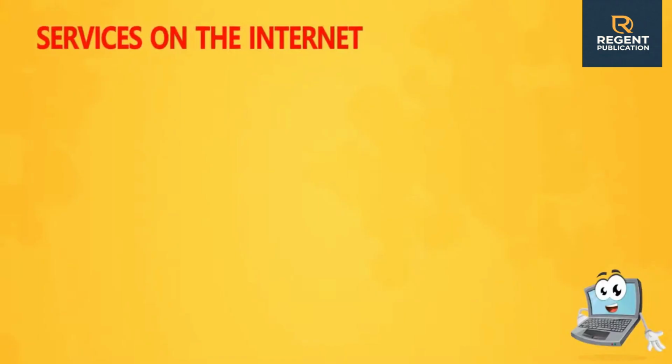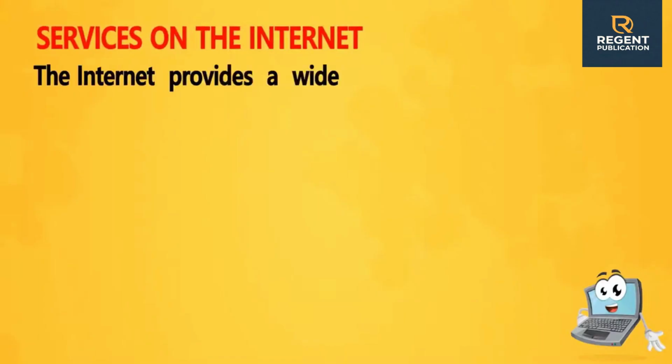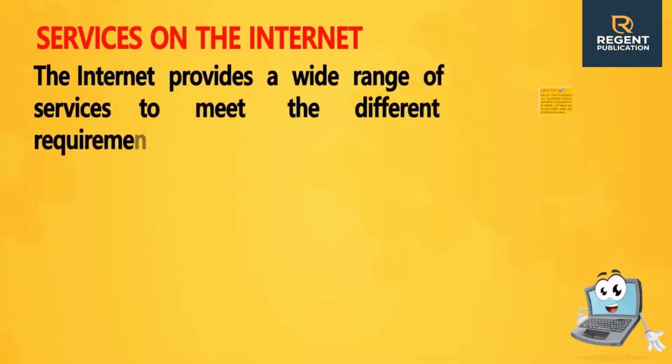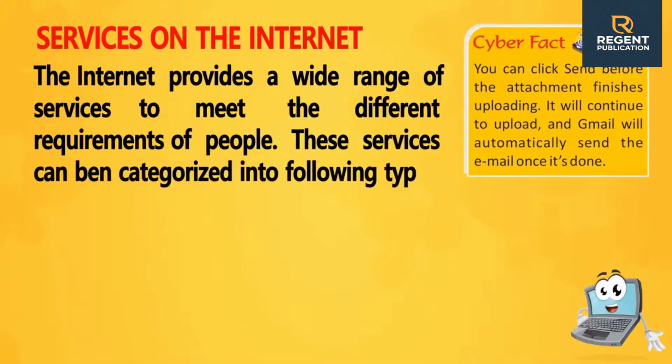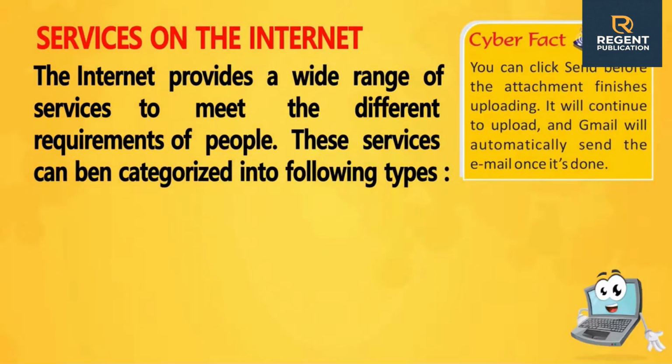Services on the Internet. The Internet provides a wide range of services to meet the different requirements of people. These services can be categorized into following types. Cyberfact. You can click send before the attachment finishes uploading. It will continue to upload, and Gmail will automatically send the email once it's done.